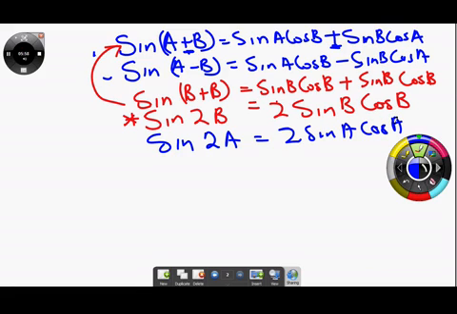And usually we want to stop. If I want to play around with this formula, I know I can play around with it. It's going to be half. I take this 2 to this side.